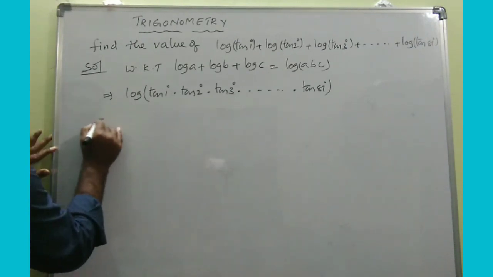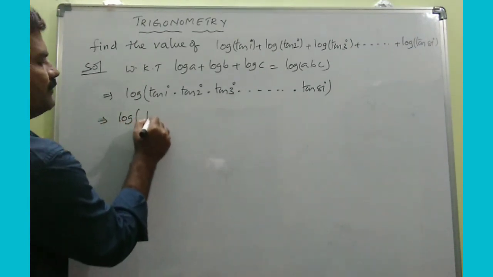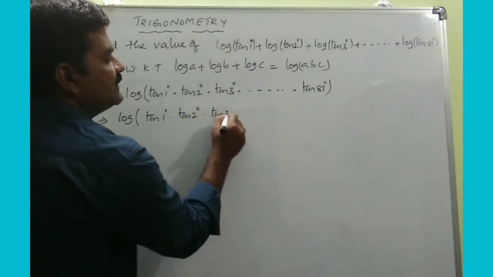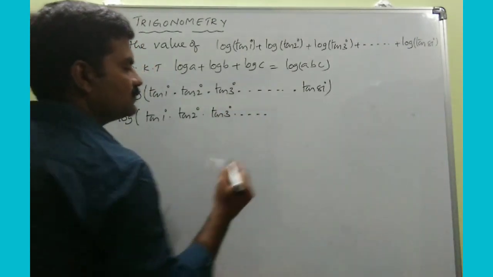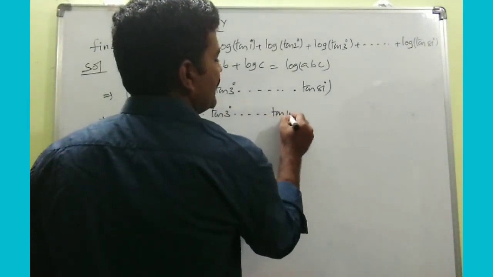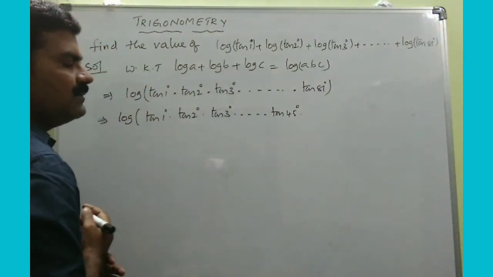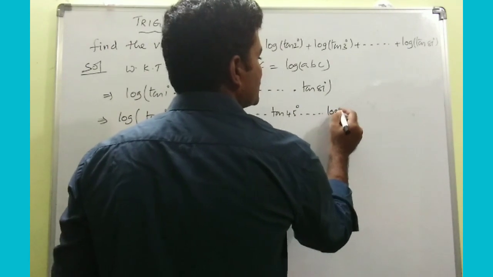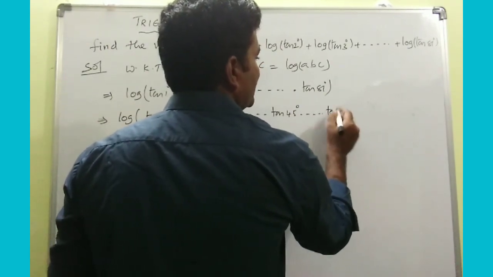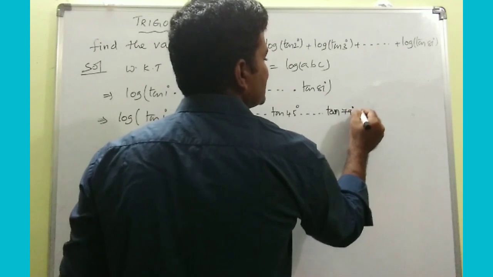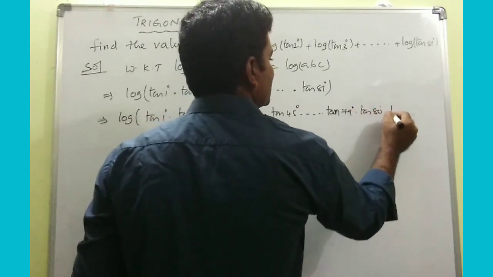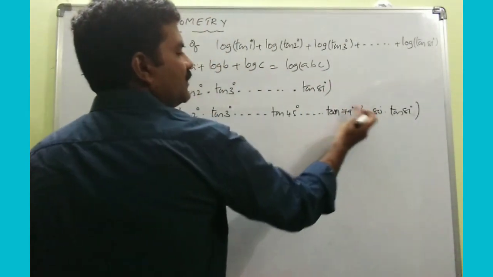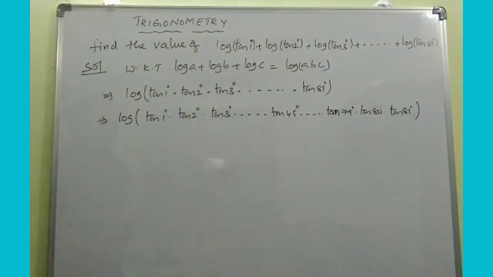Fine. Now let us see the simplification for this. Log of tan 1 degrees, tan 2 degrees, tan 3 degrees and so on, somewhere tan 45 degrees, isn't it? Tan 45 degrees and so on. Better you write 3 more steps. I mean tan 79 degrees into tan 80 degrees into tan 81 degrees, isn't it? Before 81 is 80, before that 79, like that down to 45, etc.